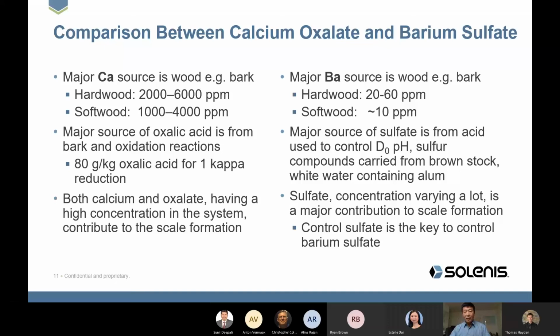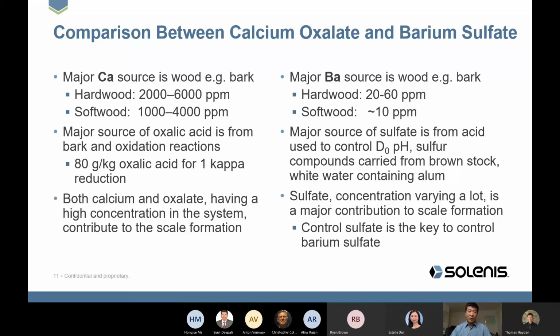So if you are making scale formation, you have to have both concentrations reach the supersaturation point. Because the barium is so small, the majority contribution really comes from sulfate. So that's why we care about D0 pH. The sulfate sources are mainly the acid used to adjust D0 pH, and the sulfur compounds carried over from brown stock. Those sulfur compounds convert to sulfate, and white water containing alum can also contribute sulfate. But oxalic acid basically comes from bark and oxidation of lignin.